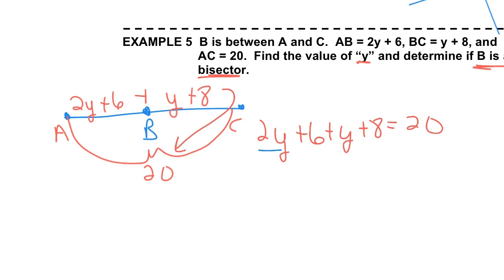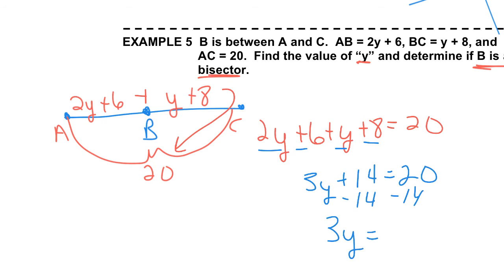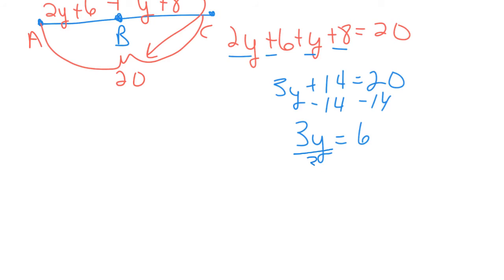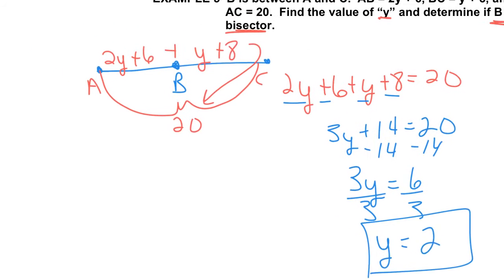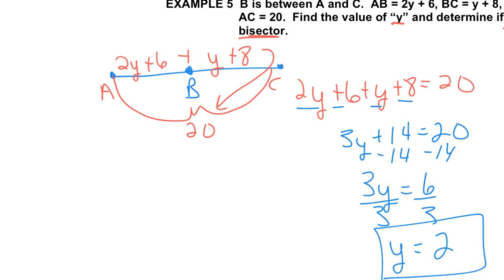I can combine my like terms here. Let's see, that's 3y plus 14 equals 20. I can subtract 14 from both sides, and I get 3y equals 6. And I can divide both sides by 3, and I get that y equals 2. Now that's the first part of the question. But how to determine if it's a bisector or not is you plug in that y and you see if those 2 segments are equal.